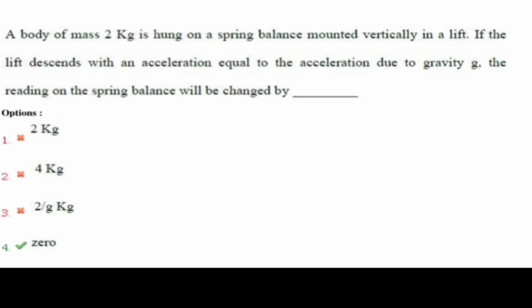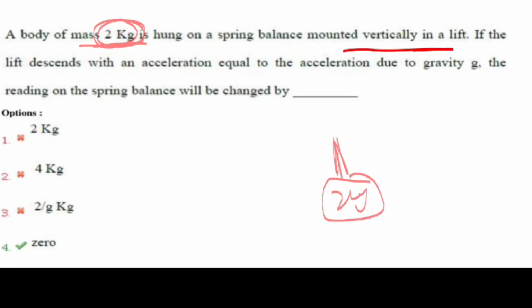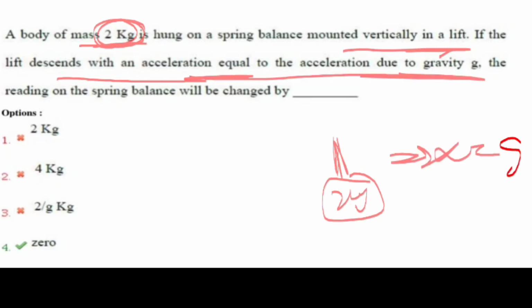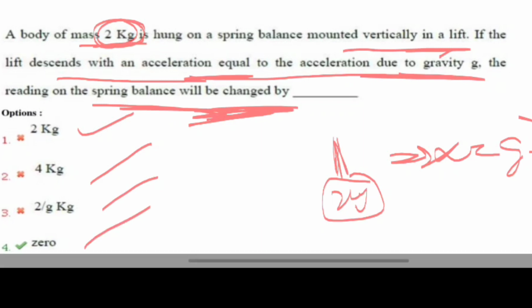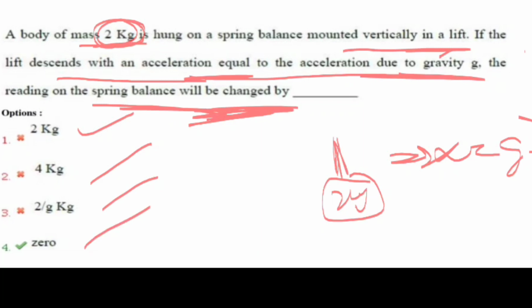The next question. A body of mass 2 kg, m equals 2 kg, is hung on a spring balance, mounted vertically in a lift. If the lift descends with an acceleration equal to the acceleration due to gravity, 9.8, how much will the reading on the spring balance be changed? A 2 kg, B 4 kg, C 2 by g kg, D 0. Let's see the answer.